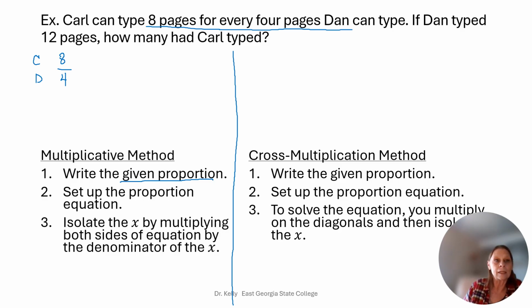Now we need to set up the proportion equation, and the proportion equation is if Dan types 12 pages, how many has Carl typed? So we get a full equation that is 8 over 4 equals x, because we don't know how many that is, and we use x in math for unknown quantities, over 12.